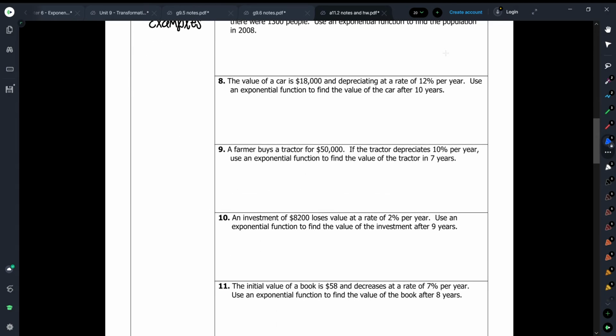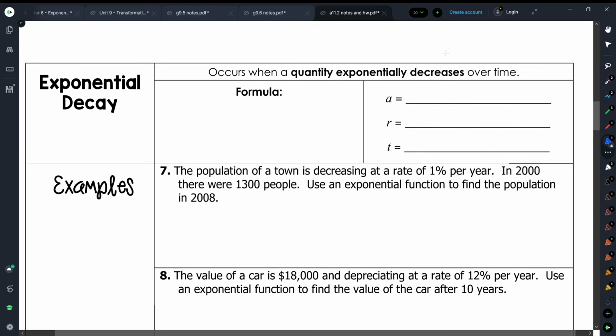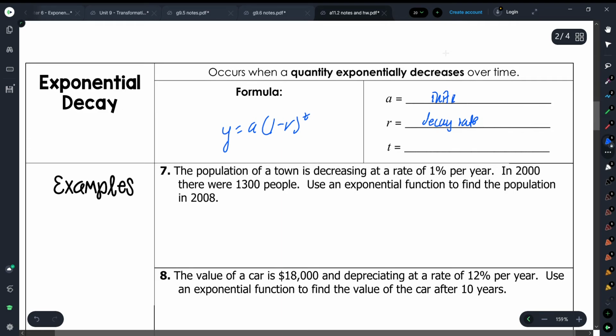Alright, decay. The formula for decay is y equals a times 1 minus r, this time to the t. And the a, r, and t are the same. R is now what we call the decay rate. This is the initial amount. And guys, if I'm going very fast, it means you can pause the video. I'm going fast so it's not a super long video for you.